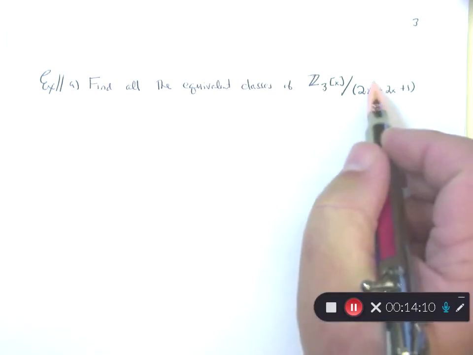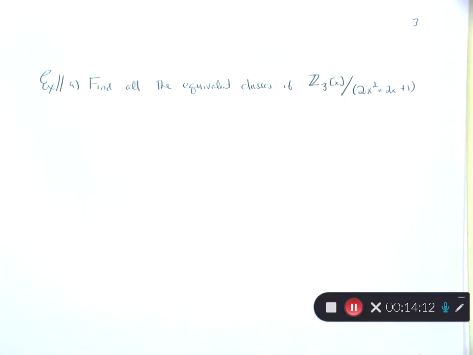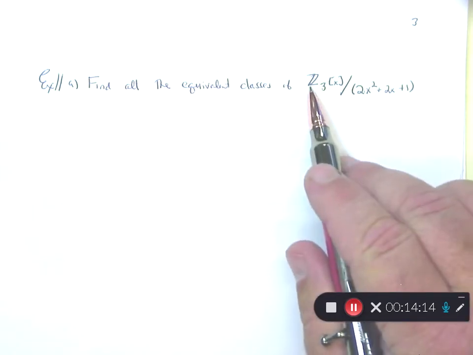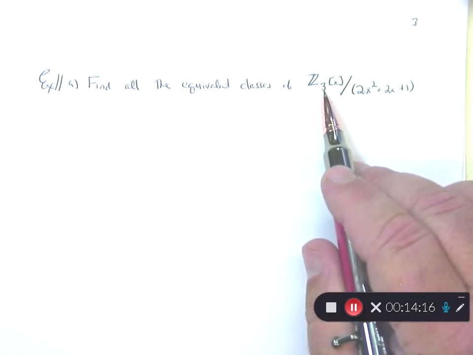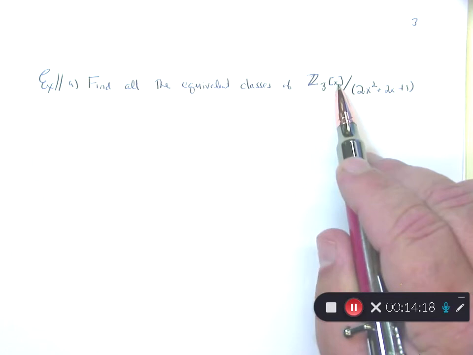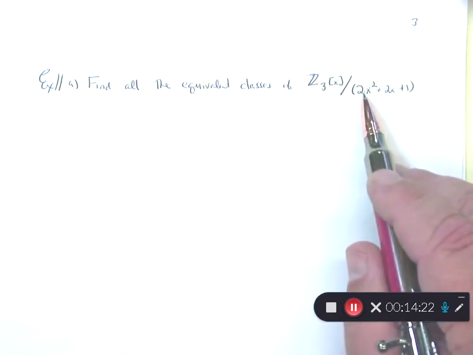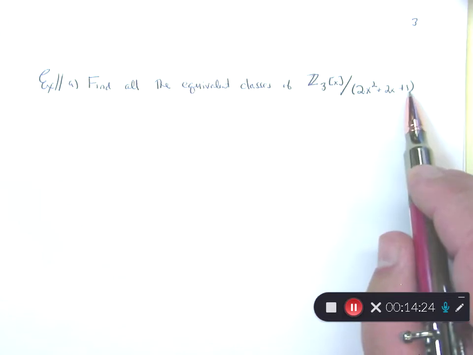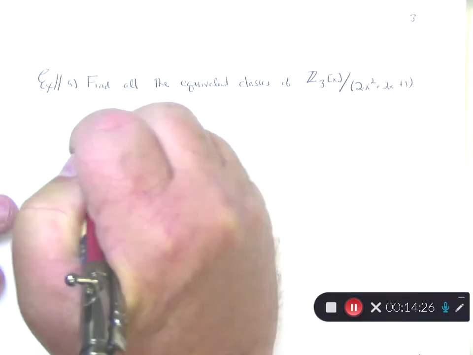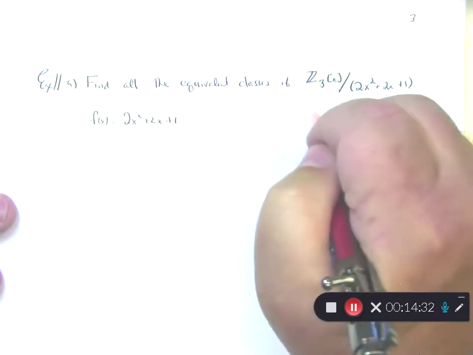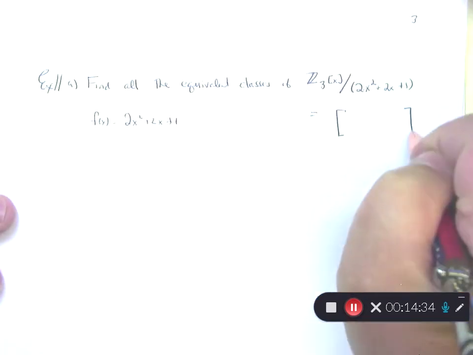The first thing I do is look at what field I'm attached to. This is Z3. We're modding out by a prime, so this is a field. Adjoint x, polynomial ring, coefficients come from a field, modded out by the polynomial 2x squared plus 2x plus 1. So that's my f of x, which is 2x squared plus 2x plus 1. Now, what are the equivalence classes going to look like?